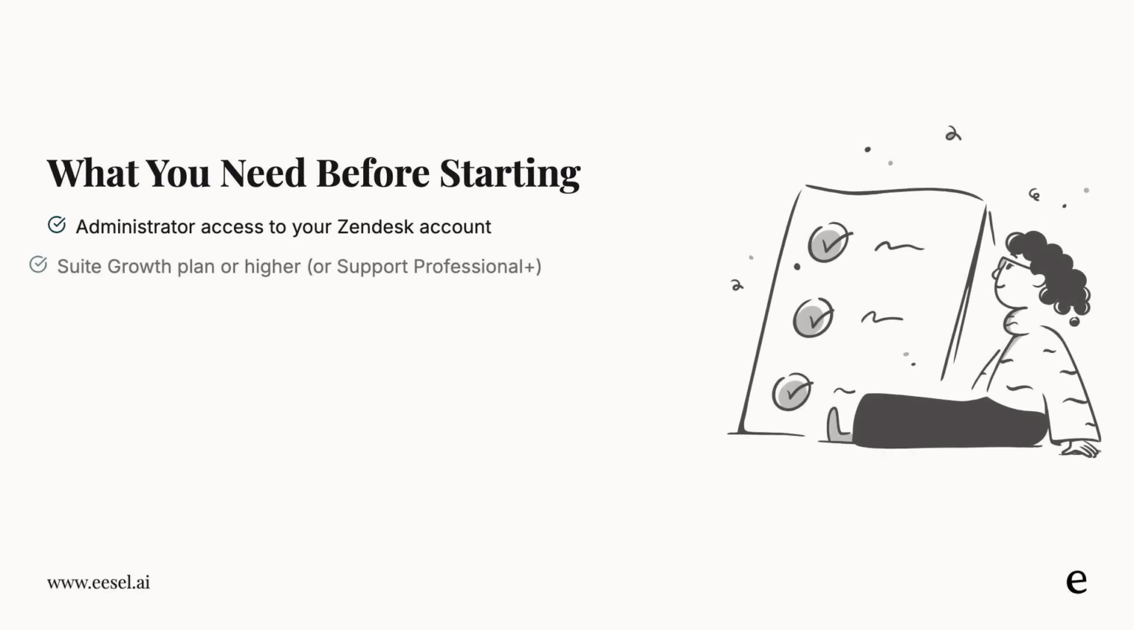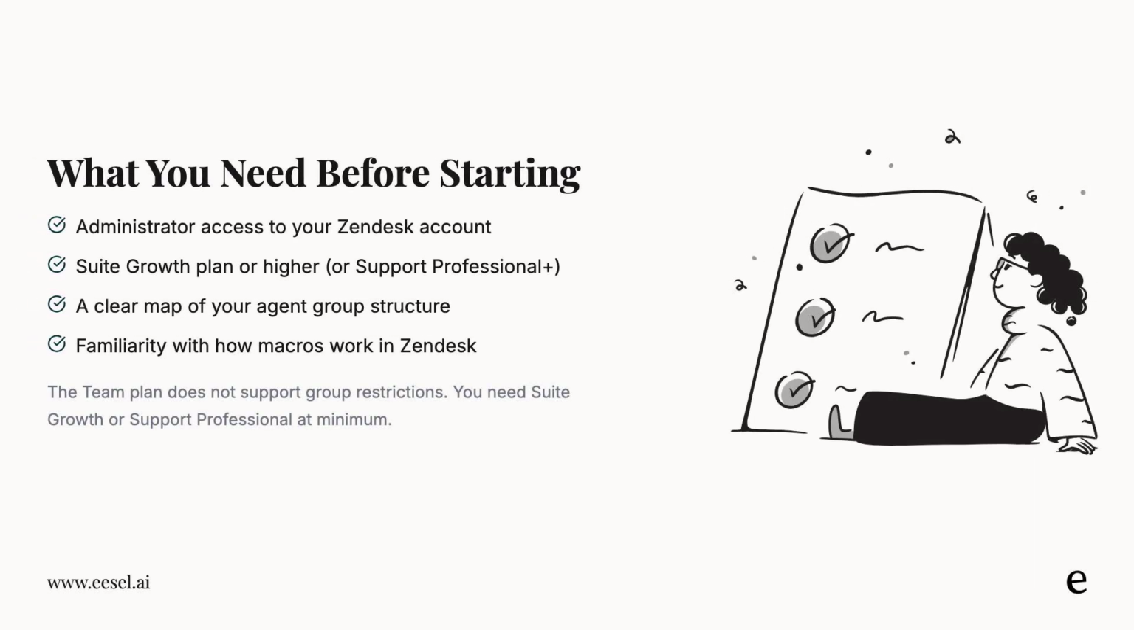Before you begin, confirm 2 things. You have administrator access to your Zendesk account, and you're on Suite Growth or Support Professional or higher. The team plan only supports all agents and personal macros. Group restrictions are simply not available on it.